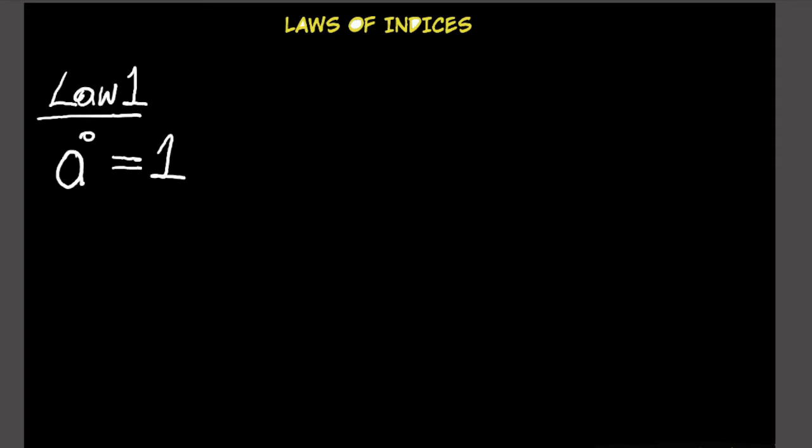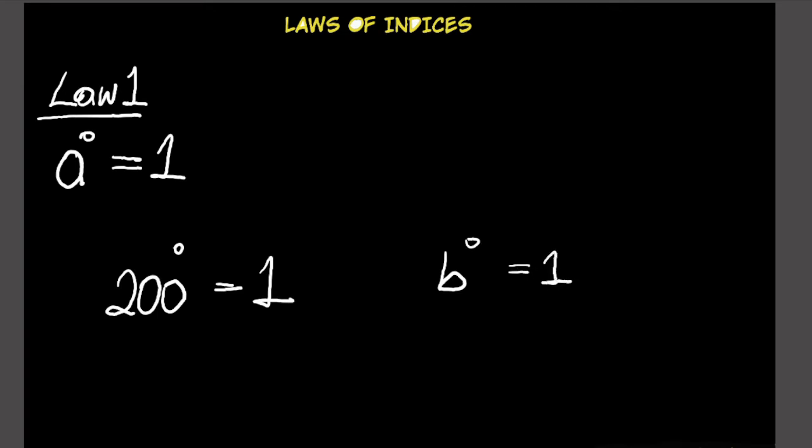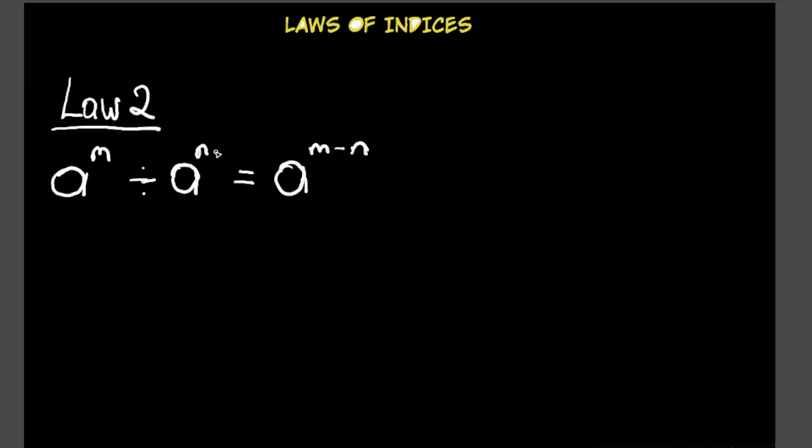The first law of indices basically states that any non-zero number that is raised to the power of 0 is equal to 1. And that is easily understood. So no matter the value of the base, which would be the A in this instance, as long as it is raised to the power of 0, it is equal to 1. So even if we had 200 raised to the power of 0, it would be equal to 1. And if we had B raised to the power of 0, it would still be equal to 1. So that's the first law of indices.